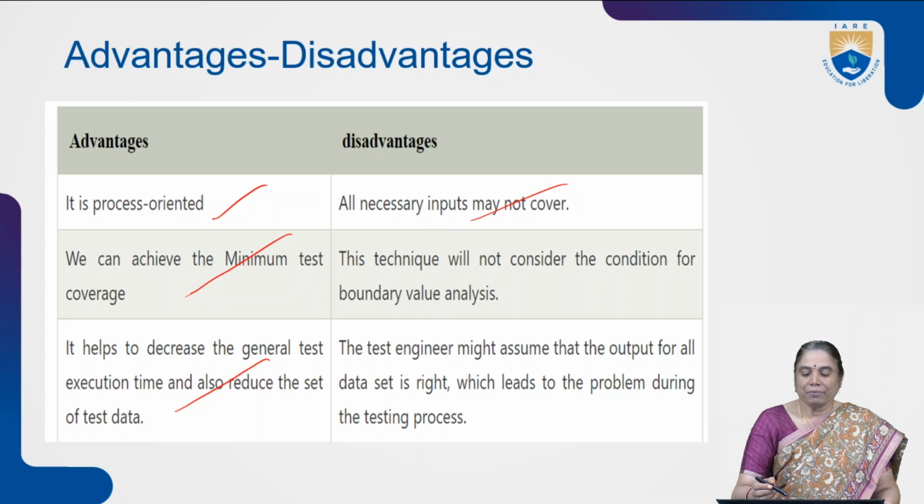This technique will not consider conditions. Only the categories of valid and invalid ranges are focused on. For conditional checking, there is no facility. The test engineer might assume that the output for the whole dataset is right, which leads to problems during the testing process. So these are the disadvantages of the equivalence partitioning method.